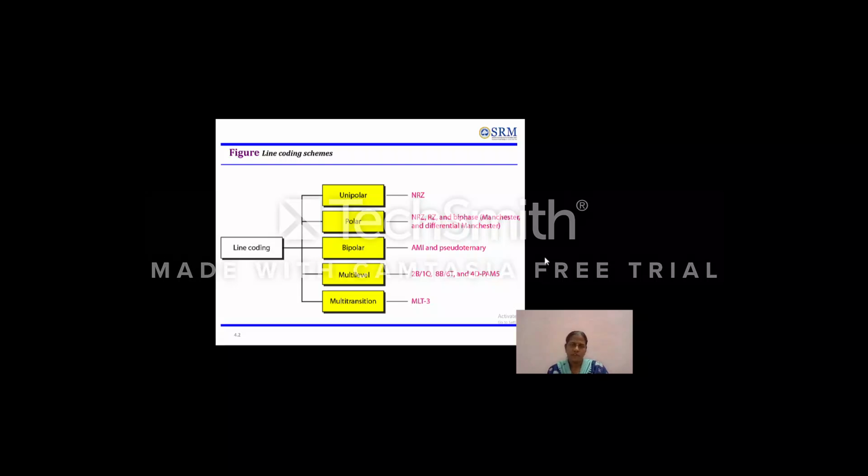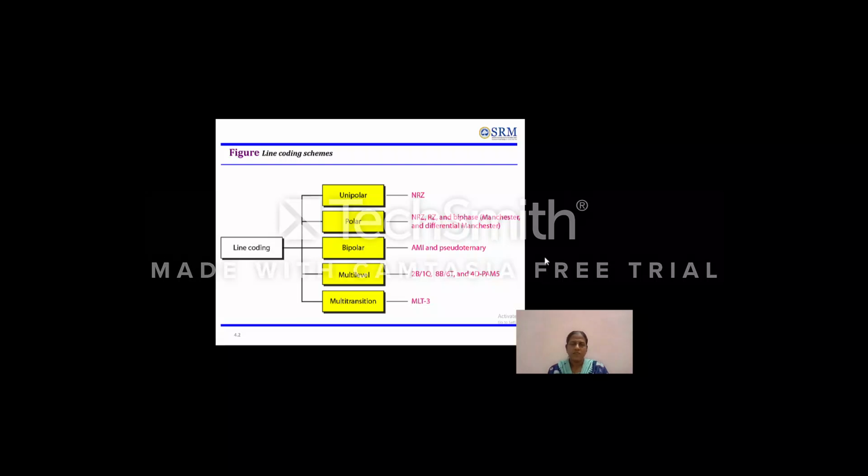So we know what is line coding. Line coding is basically the conversion of the data into signals. We know the data in the computer network will be basically in the form of zeros and ones. So these zeros and ones will be converted into signals before transmission on the physical medium.